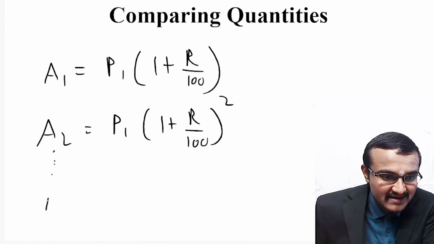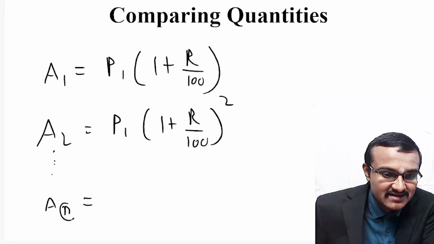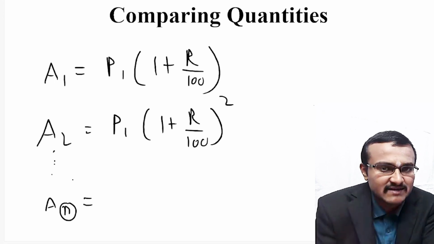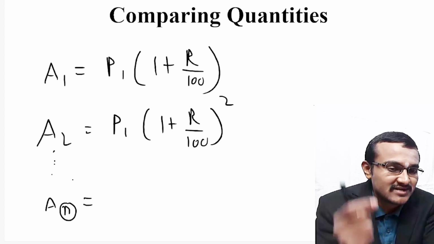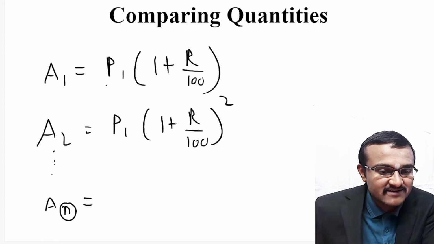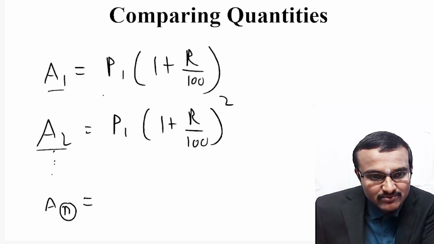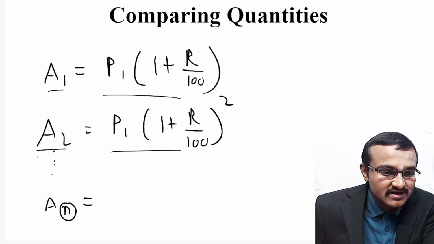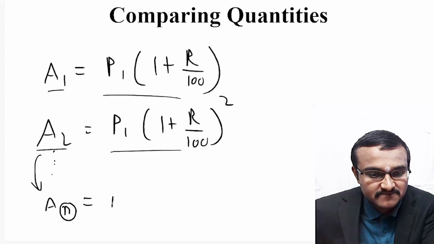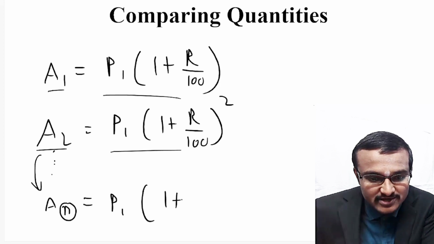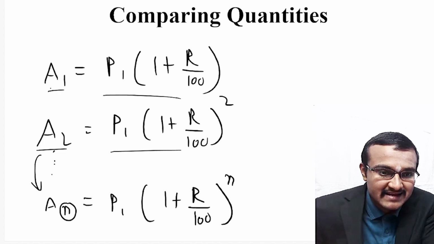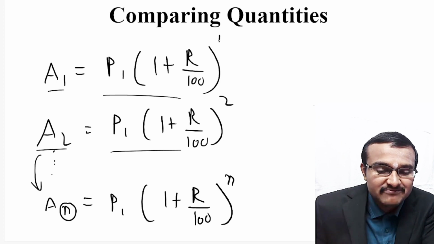Similarly, AN will be equal to, N is the number of years. Let's say 10 years or 20 years, any number you can take. As I told, you should derive a general formula, so for the number of years I am putting N. By looking at the first year and second year amount formulas, we can compare and get the formula for N number of years. So what will be it? It will be P1 into 1 plus R by 100 power N. Here you can see when A1 was there, the power of 1 plus R by 100 was 1.